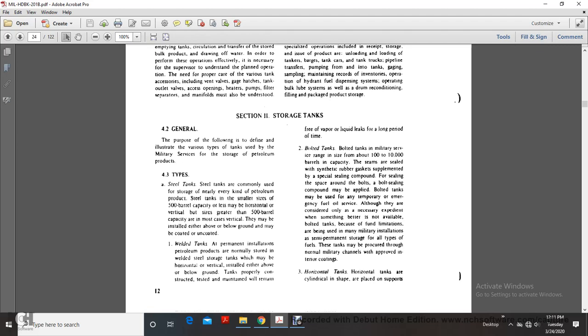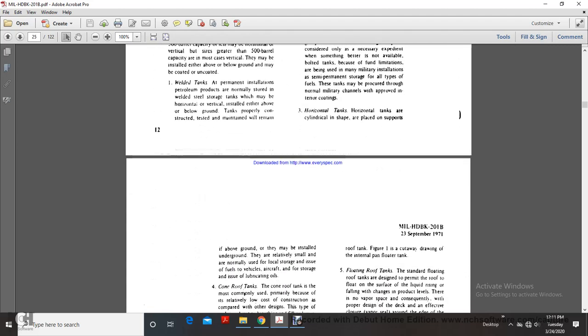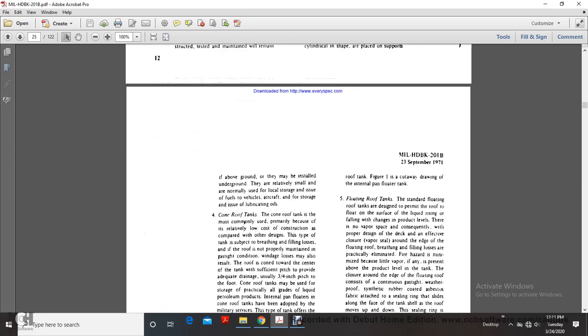Horizontal tanks. Horizontal tanks are cylindrical in shape and placed on supports above ground, or may be installed underground. They are relatively small and normally used for local storage, the issue of fuel to vehicles and aircraft, and storage and issuing of lubricating oils.